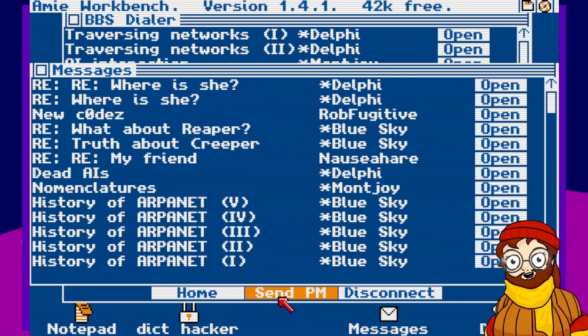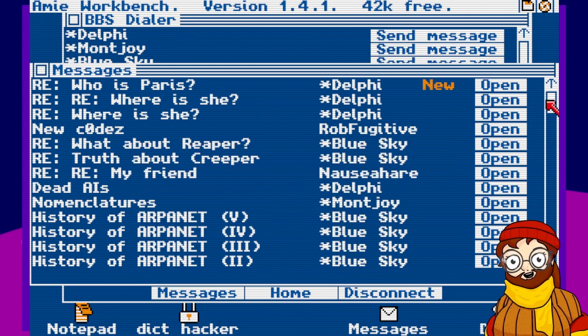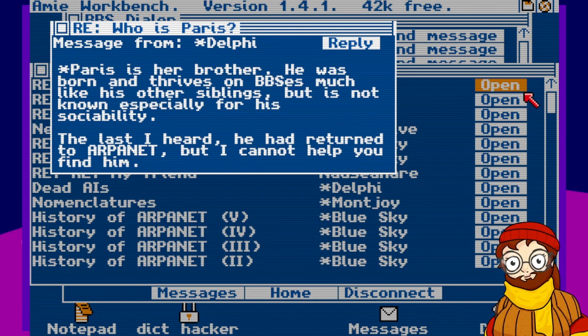Well, where should I start? Who is Paris? Paris is her... Oh, right. The core dump said find Paris. Paris is her brother. He was born and thrives on BBSs much like his other siblings, but is not known especially for his social ability. The last I heard, he had returned to ARPANET, but I cannot help you find him.